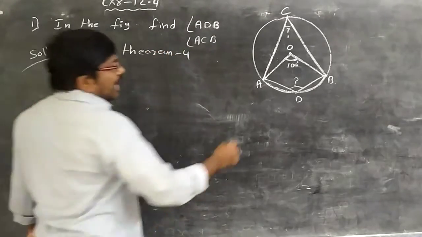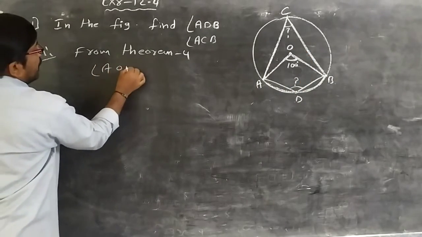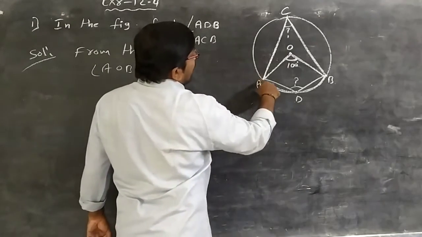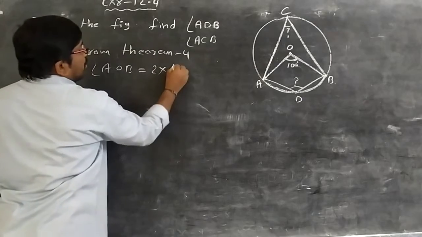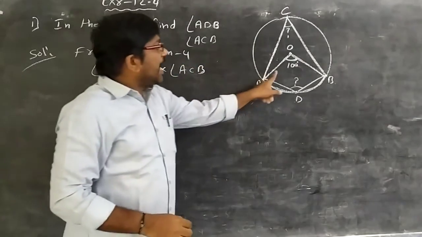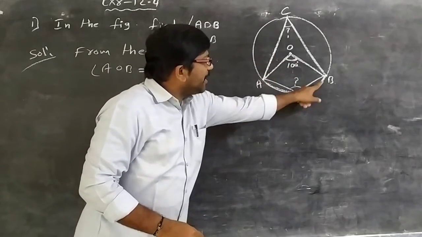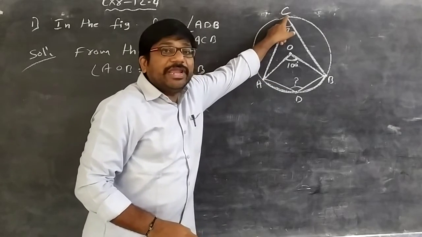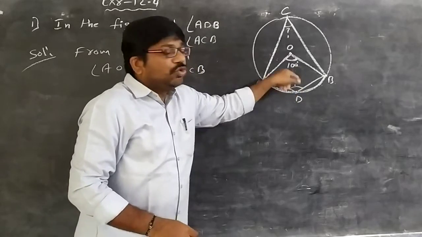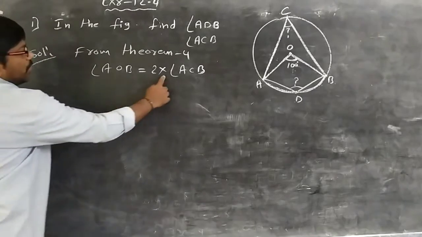From theorem 4, angle AOB is equal to twice angle ACB. The angle subtended by the arc at the center is twice the angle subtended by the same arc on the remaining circle. It means angle AOB is 2 times angle ACB, right? So AOB equals 2 into ACB.